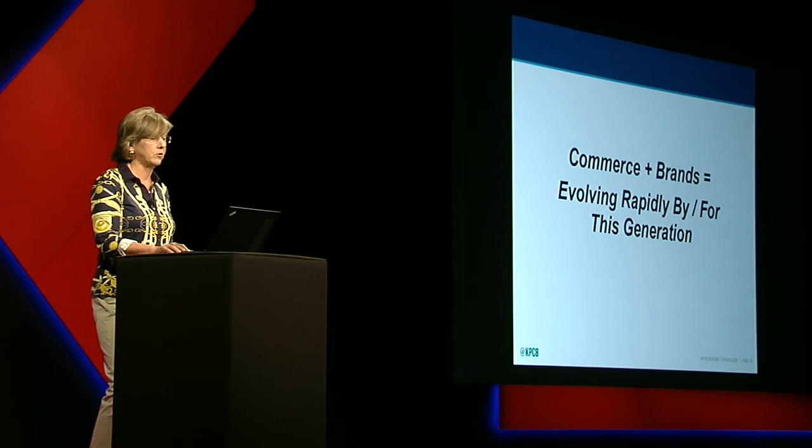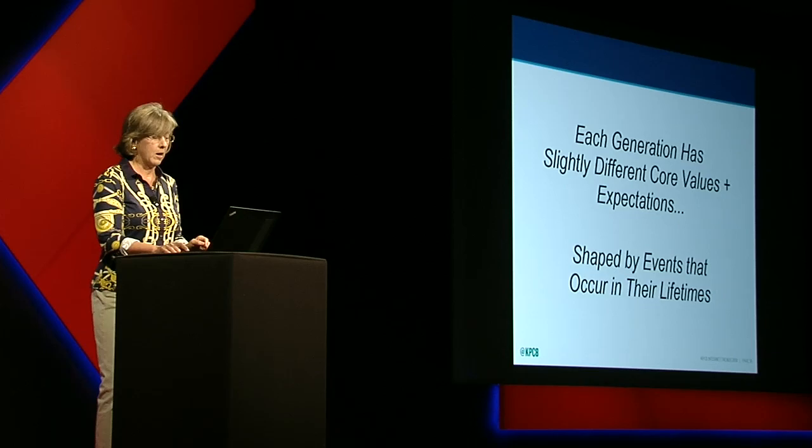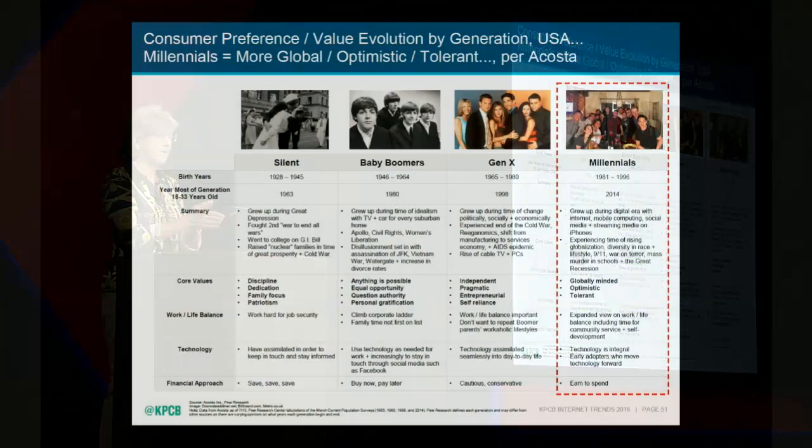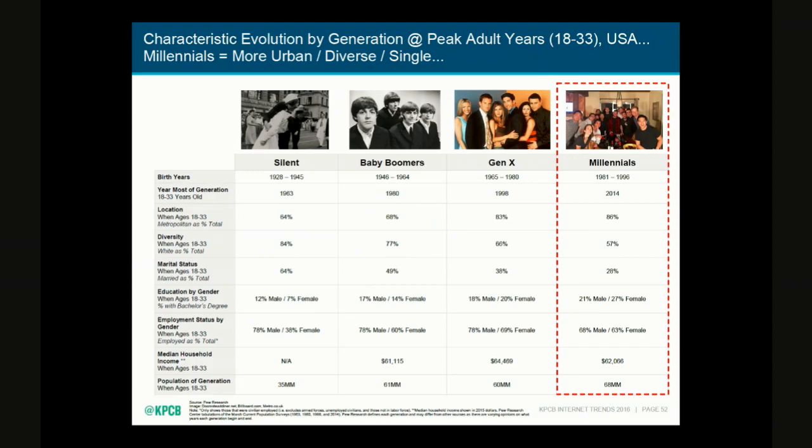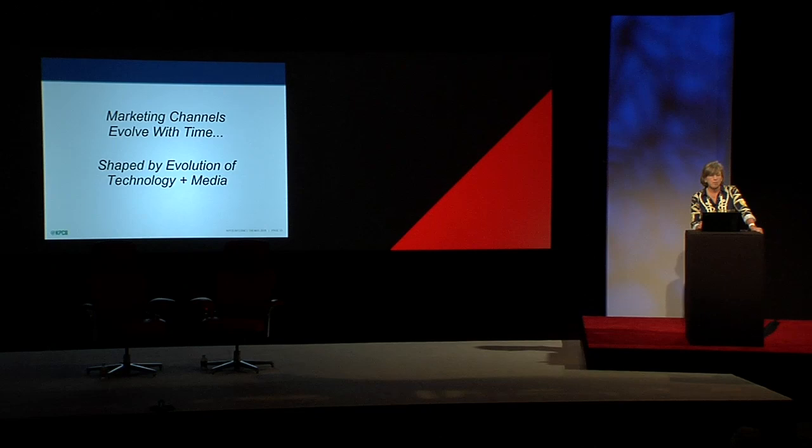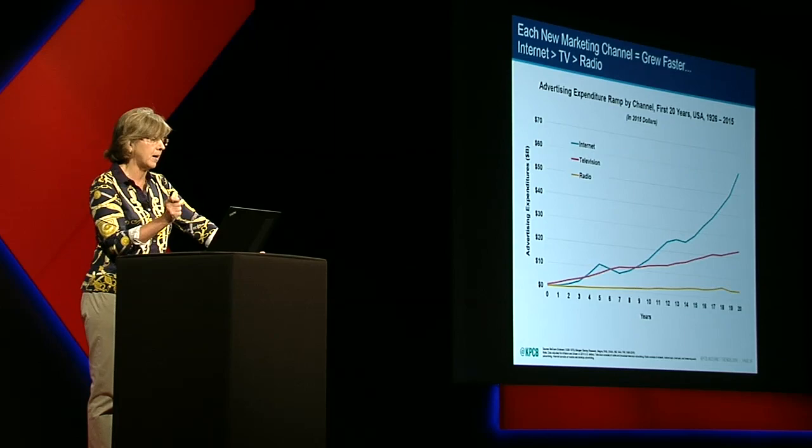Each generation has slightly different core values and expectations, often shaped by the events that occur in their lifetimes. Try reading this right now, but the net of it is millennials tend to be more global, more optimistic, and more tolerant. This is data from Acosta. And millennials tend to be more urban, diverse, and single. Marketing channels evolve over time, shaped by the evolution of technology and media. Each new marketing channel has grown faster than the previous one. This shows internet ramping faster from a dollar spending standpoint than TV, which ran faster than radio.